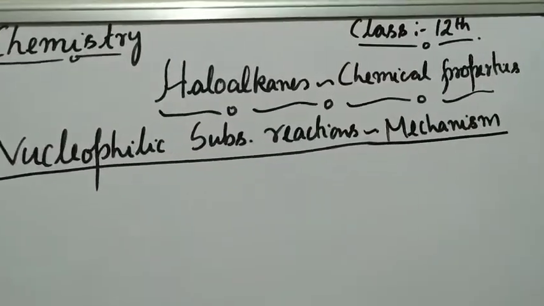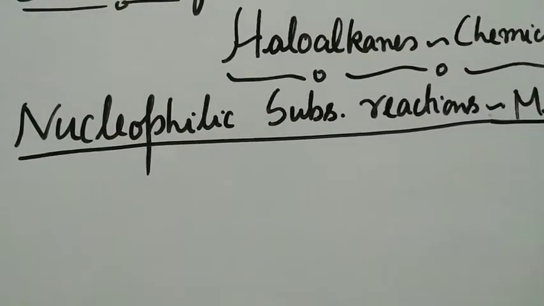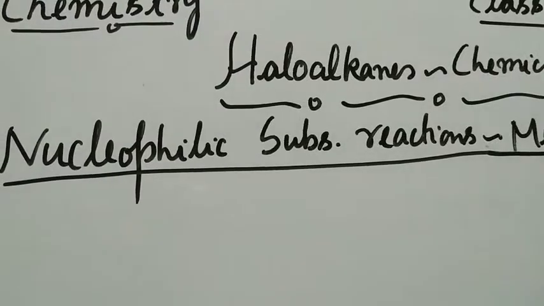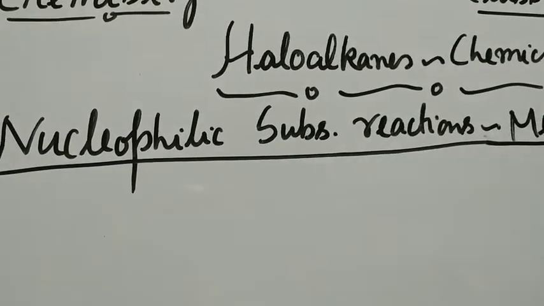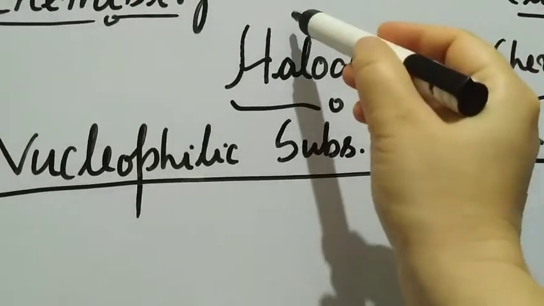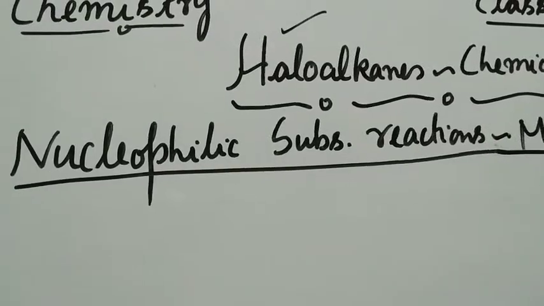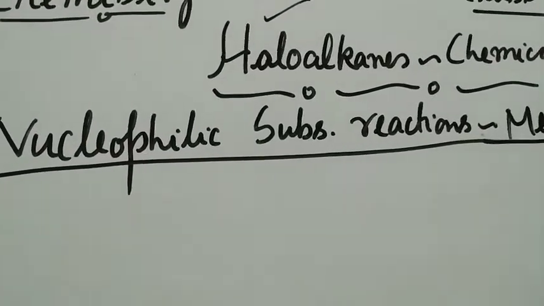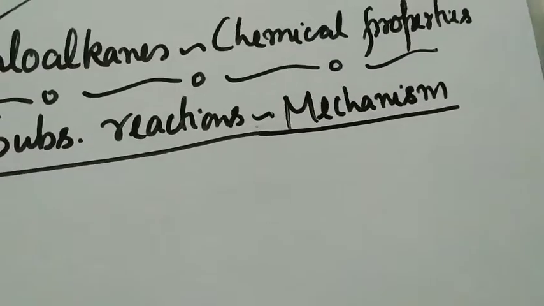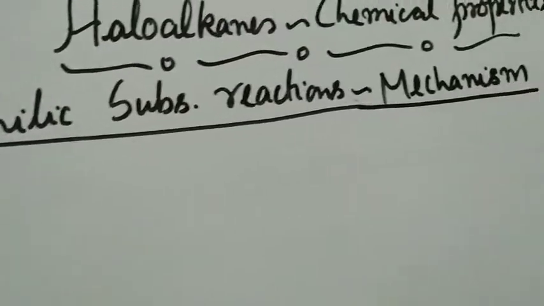Now we are doing the chemical properties of haloalkanes, and in the previous presentation I gave you all the possible nucleophilic substitution reactions of haloalkanes. As I told you earlier also, the incoming nucleophile should be a stronger nucleophile than the leaving halogen atom, and we did mention all the possible nucleophilic substitution reactions of haloalkanes. Today let's talk about the mechanism. How does this nucleophilic substitution reaction take place?